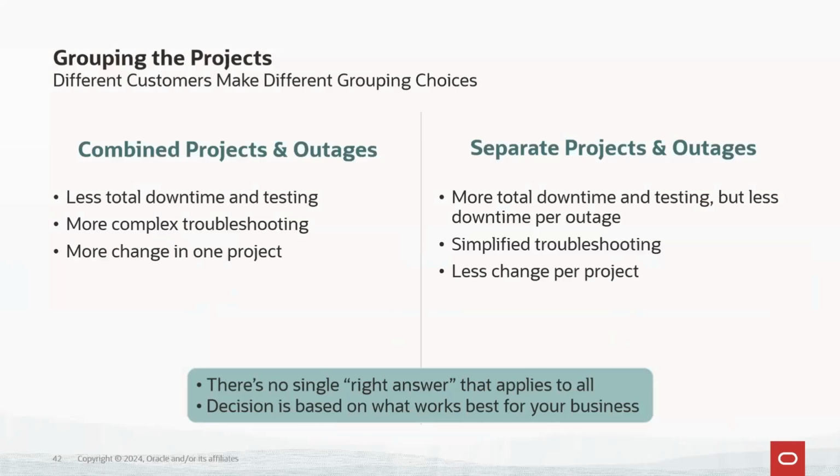Now, you may be wondering, can you group any of these projects? And the answer to that is, of course, you can. We definitely do see customers combining these projects, combining the outages, and in so doing, they're able to take advantage of less total downtime in testing, perhaps at the cost of slightly more complex troubleshooting because they're taking on more change in any one project. But of course, you can also proceed serially and just pursue each of these as separate projects and outages. This is basically your choice to make, and generally speaking, organizations have a way in which they prefer to proceed.